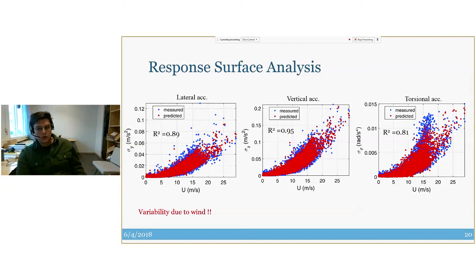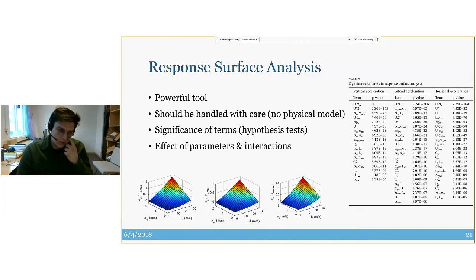So I want to say a few things about this response surface analysis method. It's a powerful tool for sure, but it should be handled with care, because you don't have any physical model anymore, so you always have to consider if your findings are physically reasonable. You can do hypothesis tests to determine the significance of different terms, and this helps find out which term is actually influencing the response in our case. And for example, you can use such plots to further investigate the effect of parameters and the interaction of parameters and how they influence your response. So this is the end of this paper.